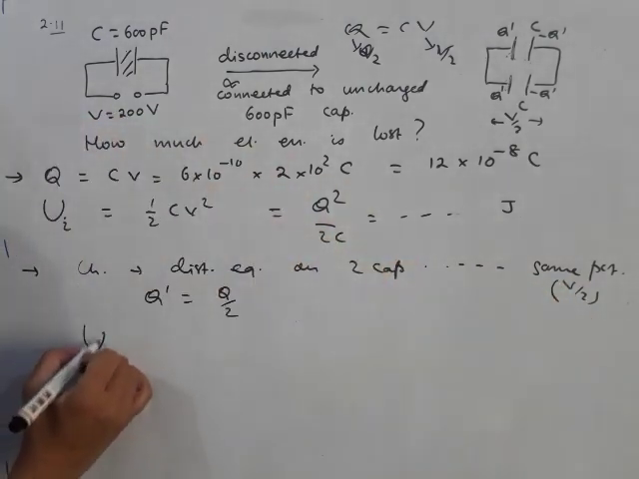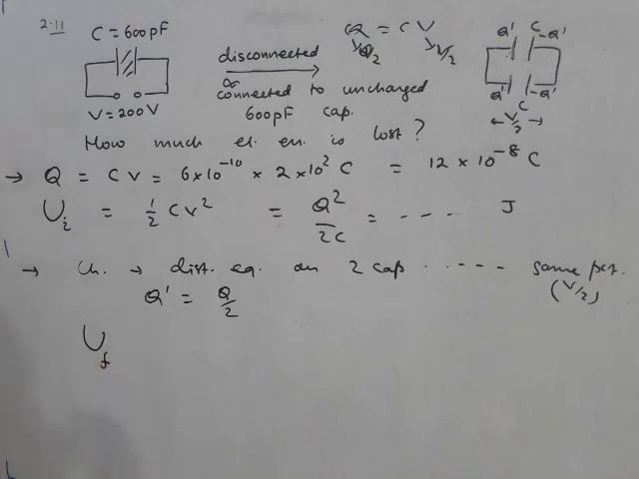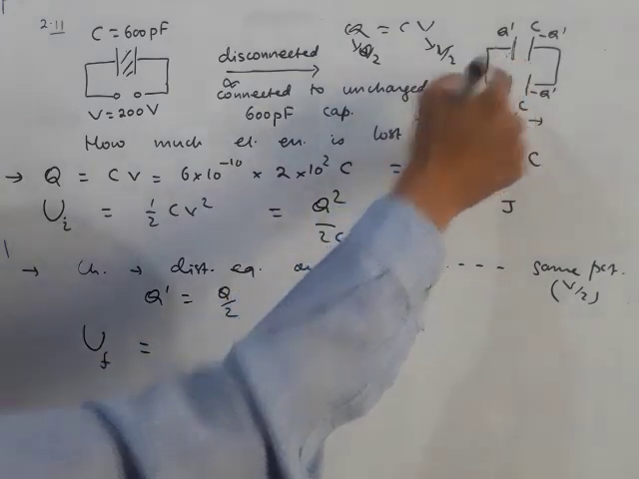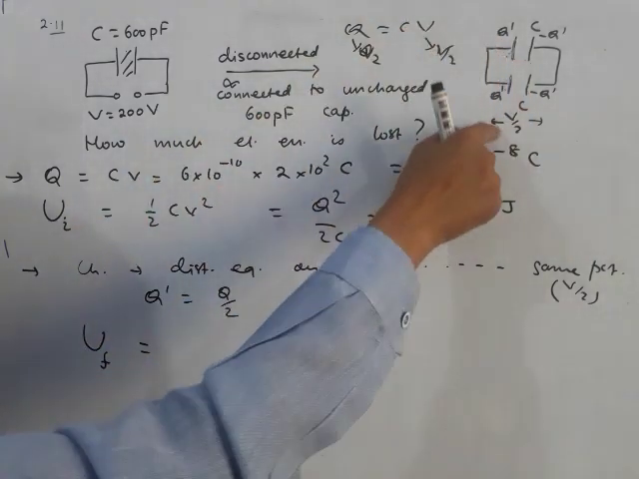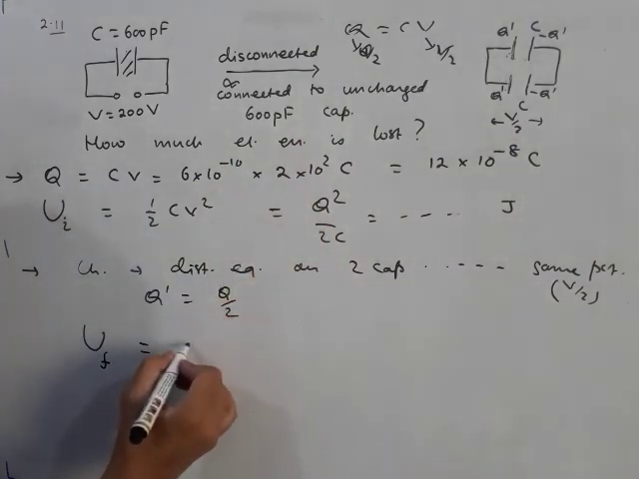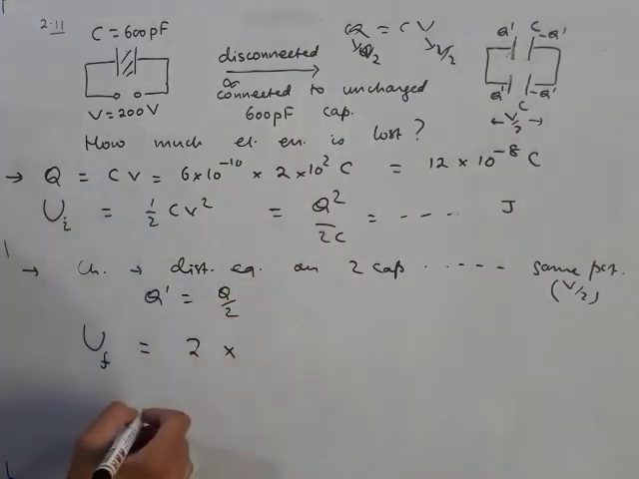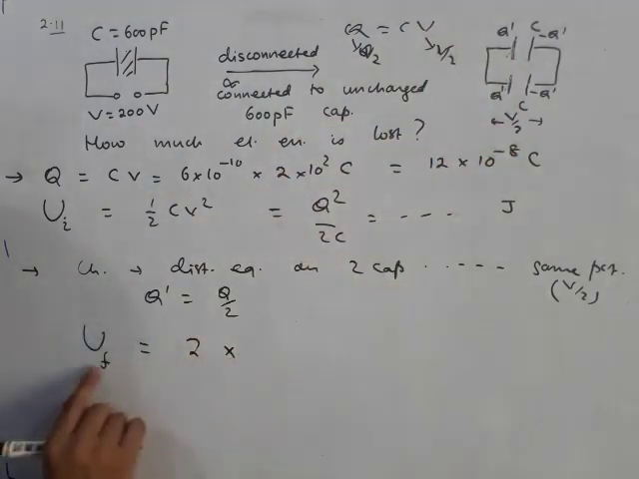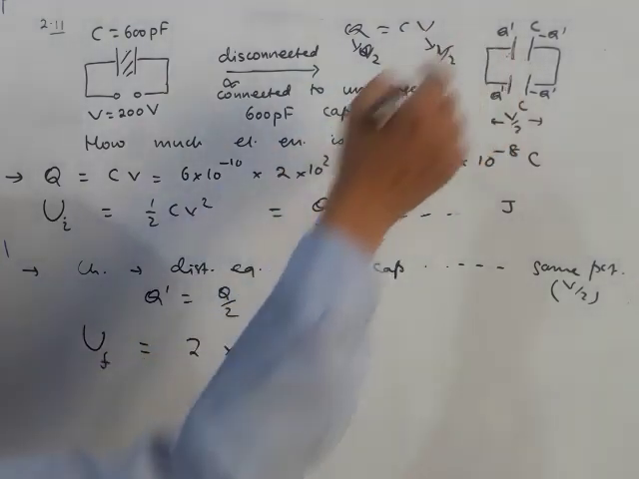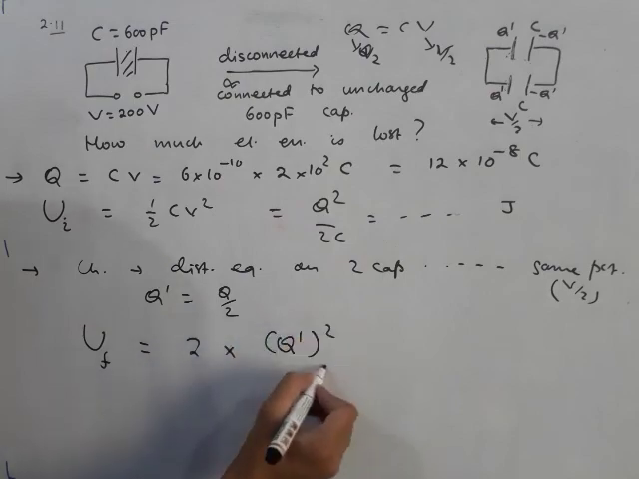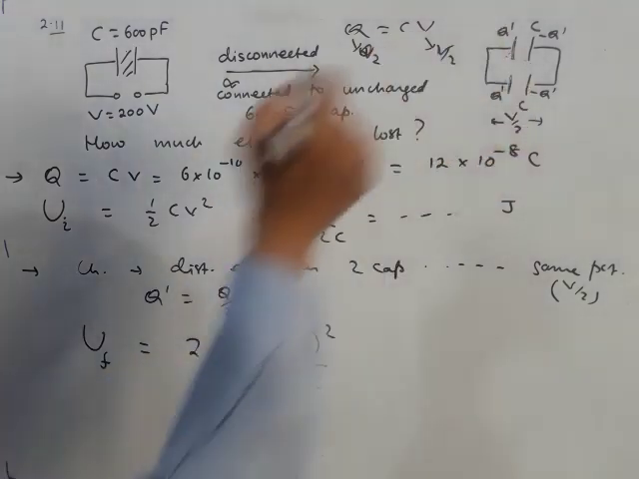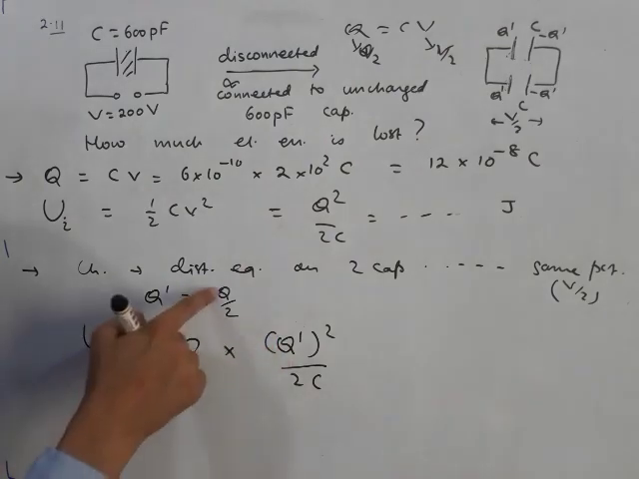Now the new potential energy between the plates of the capacitor, final, I am writing. How many capacitors are there? 2. Are they identical? Yes. Are charges the same? Yes. Is the potential difference the same? Yes. So I will multiply the energy of one capacitor by 2, because there are two capacitors, to get the total energy, and the energy of one capacitor will be how much? Q dash square upon twice of its capacitance C. But what is Q dash? Q dash is Q by 2.